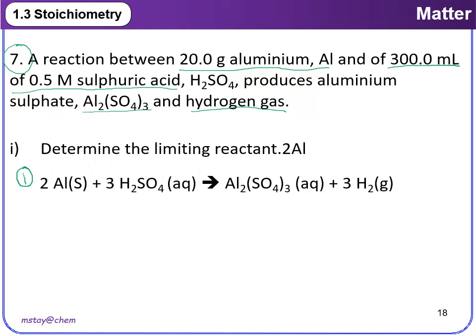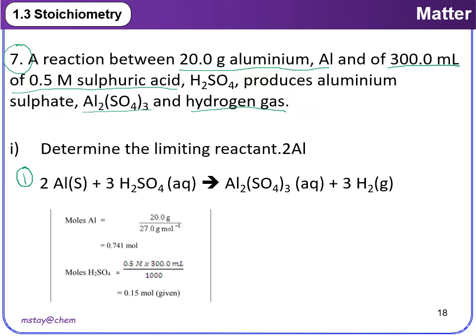Second, we are going to find the number of mole. So for aluminium, we are going to use mass over molar mass, so equal to 0.741. While for sulfuric acid, we are going to use the formula MV over 1000, which is equal to 0.15 mole.